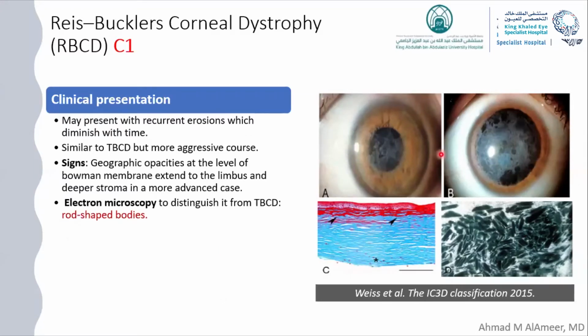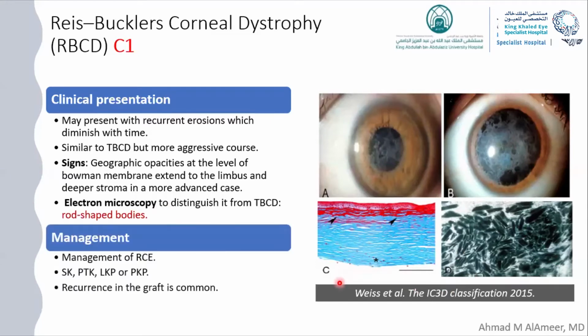They present with geographic opacities at the level of the basement or Bowman membrane that might extend to the limbus and deeper stroma. In light microscopy, you can see subepithelial hyaline deposition in Masson trichrome stain. Electron microscopy is what distinguishes it from its cousin Thiel-Behnke by the presence of rod-shaped bodies. If you have recurrent corneal erosion, treat it, and if you have corneal opacities that affect the vision or cause astigmatism, superficial keratectomy or PTK can be done, and in advanced cases, LKP or PKP, and recurrence is common.